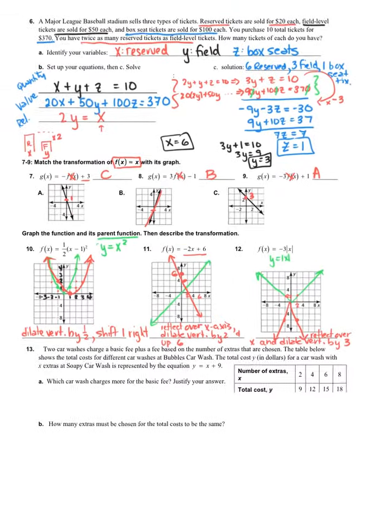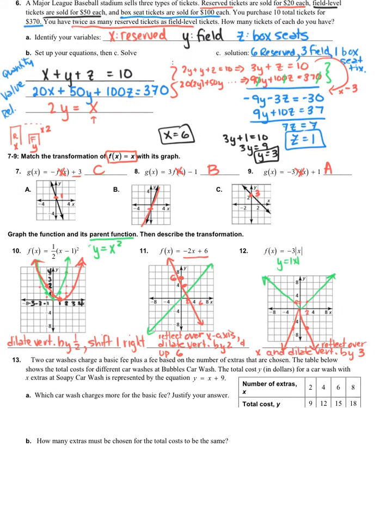Okay, all right, now the bottom problem. So we did one of these in class as well. So we are comparing Bubbles Car Wash to Soapy Car Wash. So Soapy Car Wash is given by this equation. X represents the number of extras you get besides just your basic car wash. Bubbles is in the table. So notice plus 2, plus 2, plus 2, plus 3, plus 3. So that tells me that my slope here is 3/2. So remember, rise over run, the y over the x.